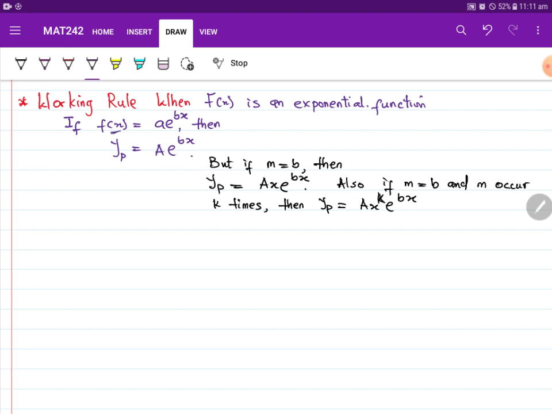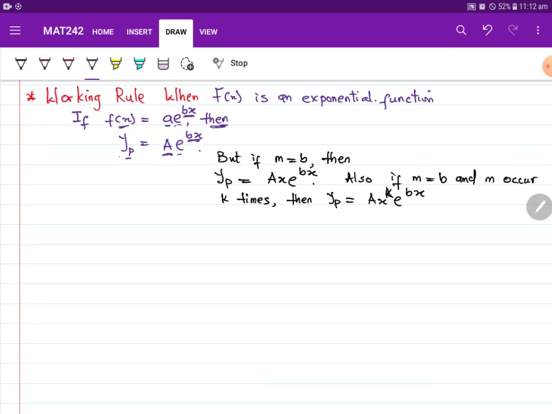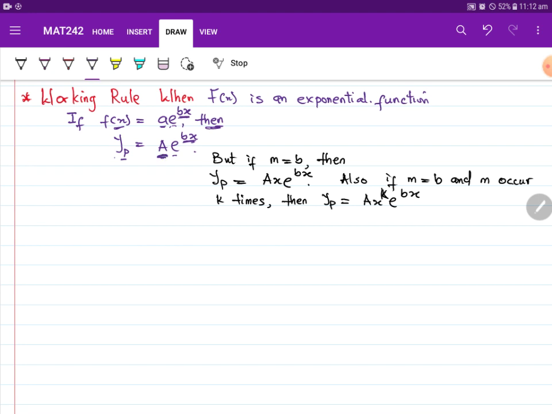If f of x is equal to a exponential bx, then the yp, that's the particular function, is equal to capital A, where this capital A is a constant, exponential bx. The exponential bx is the same. Are you with me? But this a, which is the constant attached to your exponential, is not the same thing as this capital A. This capital A is just an ordinary constant, irrespective of what is here. Are you with me? Okay, that's our yp.